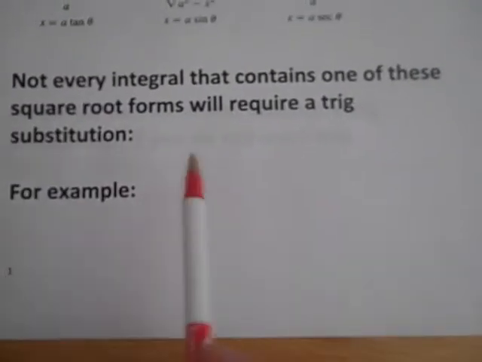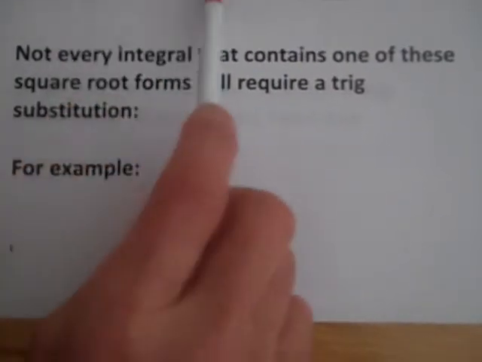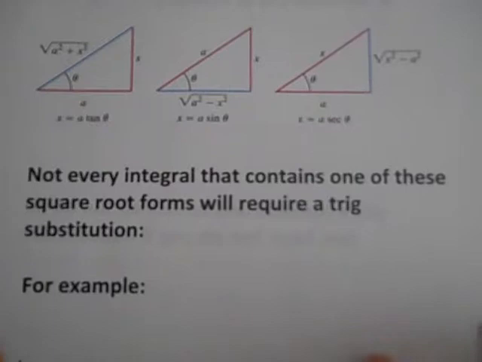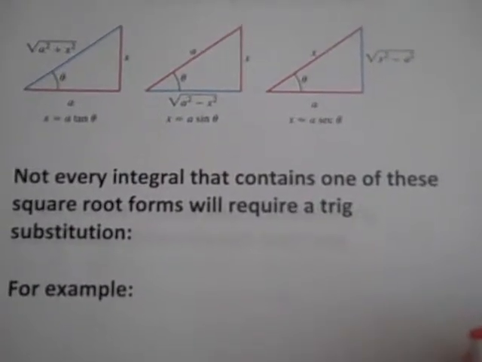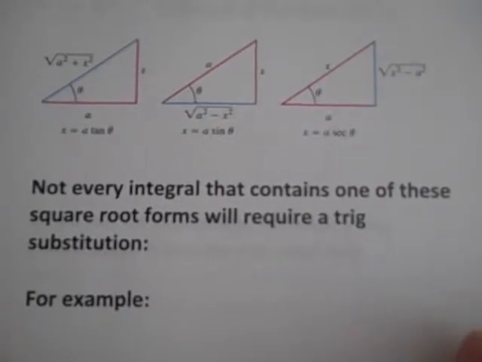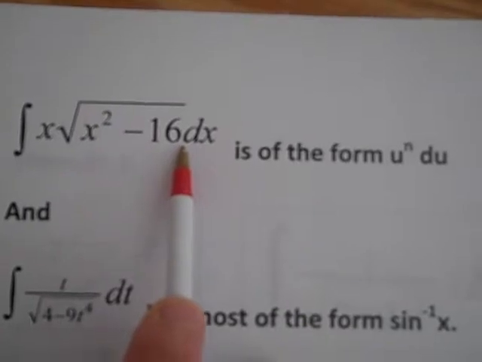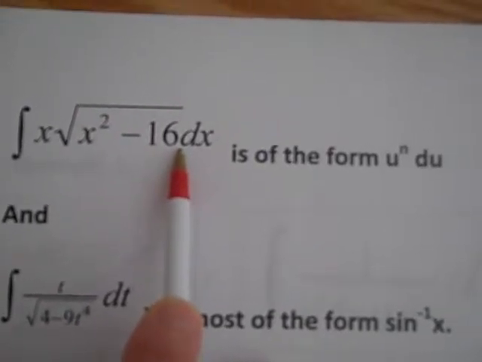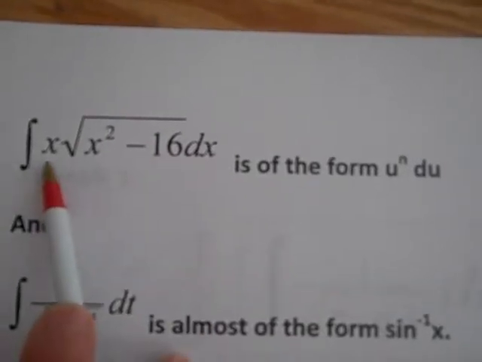Now I do have a word of caution though, and that is that not every integral that contains one of these square roots that you see here, here, or here will involve a trig substitution. A trig substitution usually takes more work than other methods. So if you don't have to use a trig substitution, then don't use one. For example, here we have the square root of x squared minus 16. But this is not an integral that would involve a trig substitution because I have an x out here.